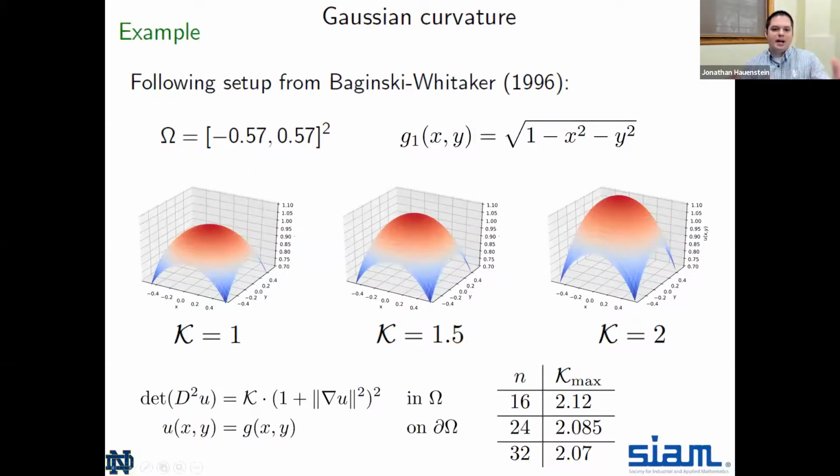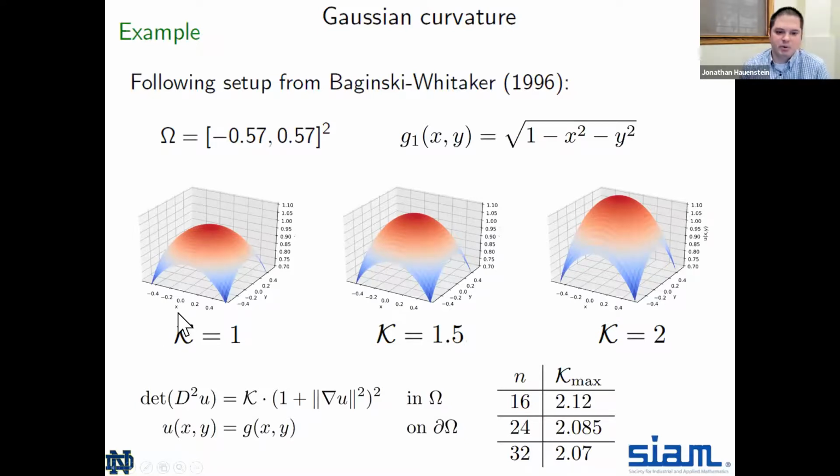Great. So we applied this to a problem from this Baginski-Whittaker paper. They took this square domain. I'm not quite sure why they used 0.57, but that's what they did. And then they had this boundary function coming from the square root of 1 minus x squared minus y squared. So we want to compute what is the maximum constant Gaussian curvature on this domain with this boundary.